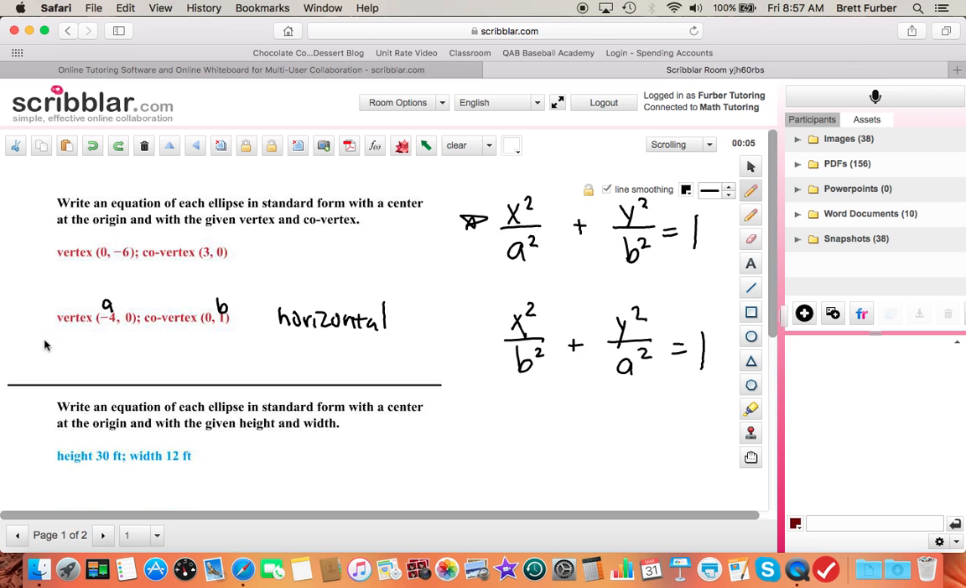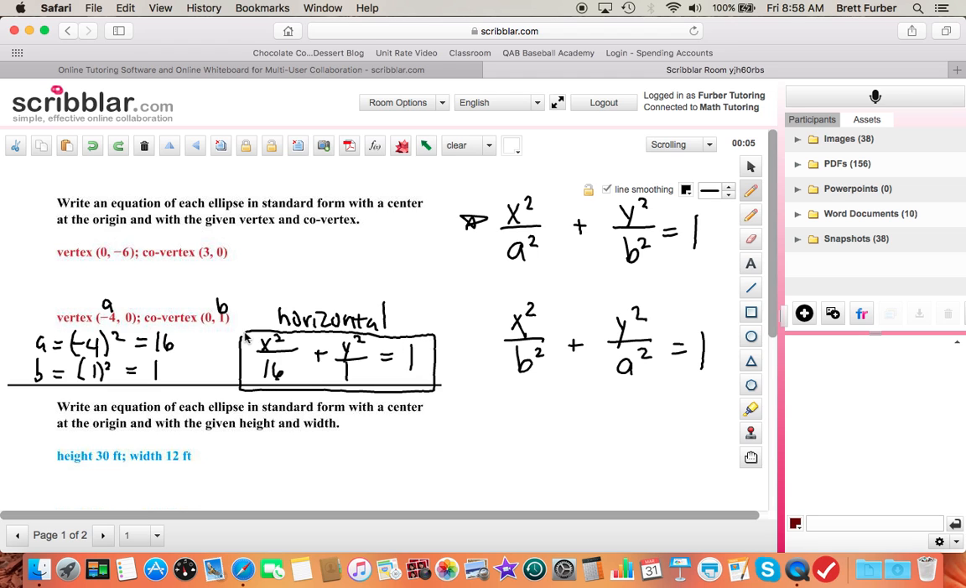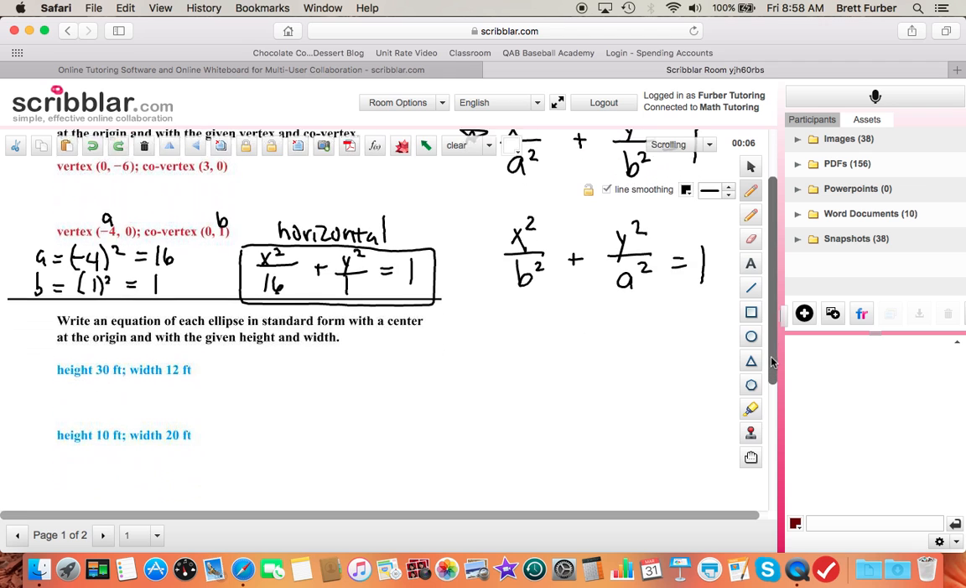So we're going to take that a value of -4 and square it, which gives us 16. And then we're going to take our b value, which is 1, and square it, which gives us 1. So these are the two values we're going to plug in for a squared and b squared. So a squared is going to be 16. The b squared is going to be 1. And there's our equation. Okay, so that was pretty easy.